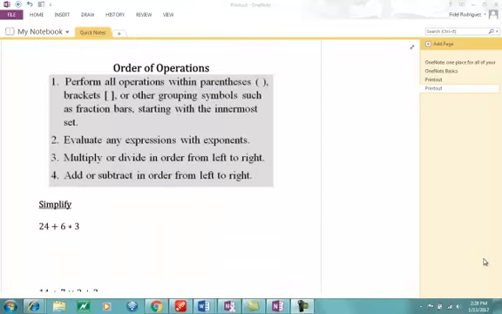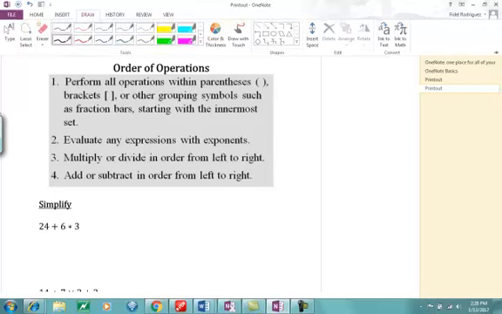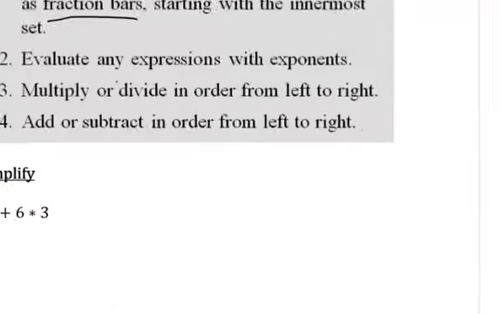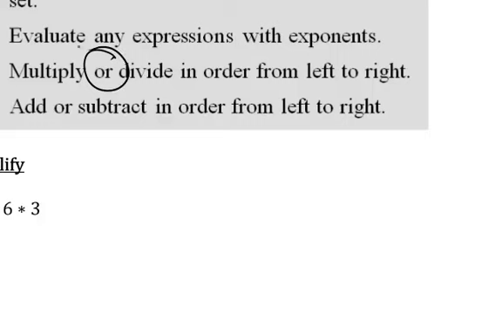Okay, the next part of 1.9 is order of operations. Order of operations says, number 1, perform all operations within parentheses, brackets, or other grouping symbols such as fraction bars, starting with the innermost set. Number 2, we're going to evaluate any expressions that have exponents. Number 3, we're going to multiply or divide in order from left to right. The left to right part is very important. Same thing with adding or subtracting. We're going to add or subtract as we go in order from left to right.